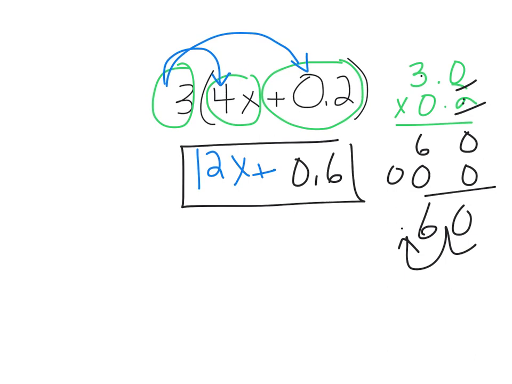You could also multiply it like this. 0.2 with a 3 right there. And you could go 6, 1 decimal place, right there would be your decimal.